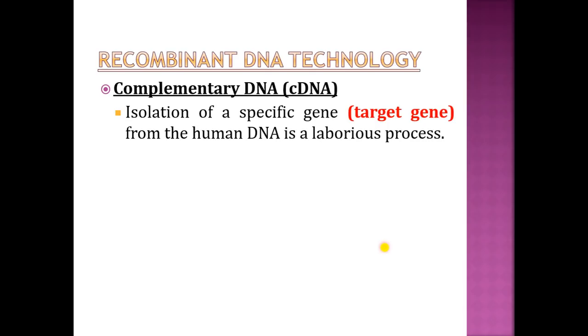Now, the second part we require is the target gene, or a gene of interest, which we want to amplify or express to produce the protein. Isolation of a specific gene from human DNA is a laborious process. We can get this target gene from a gene library also, and if it is not available, then we can produce it by producing the complementary DNA.